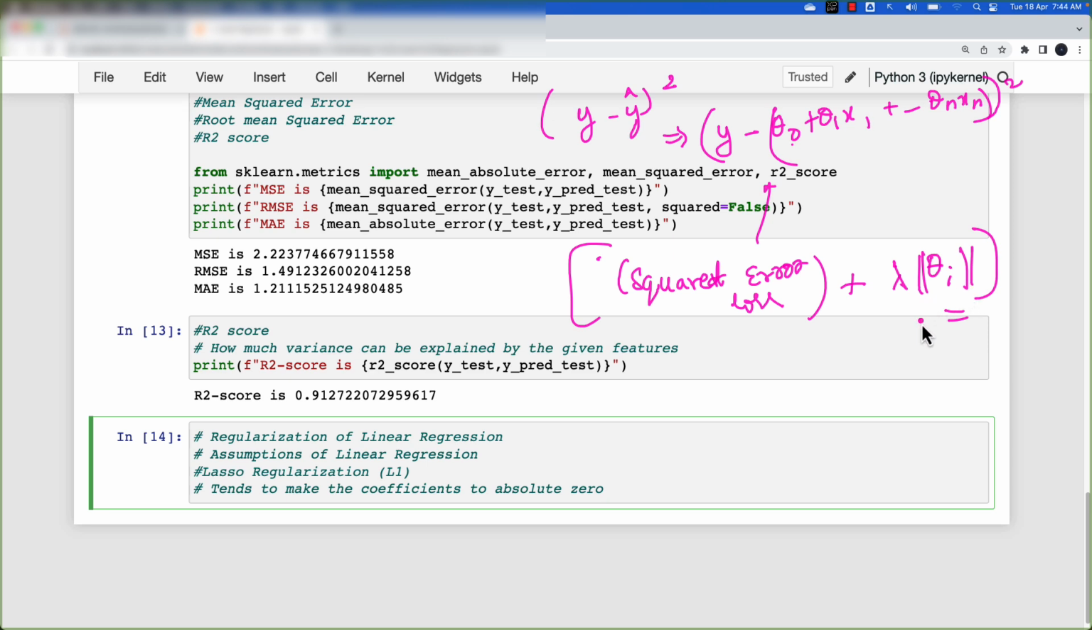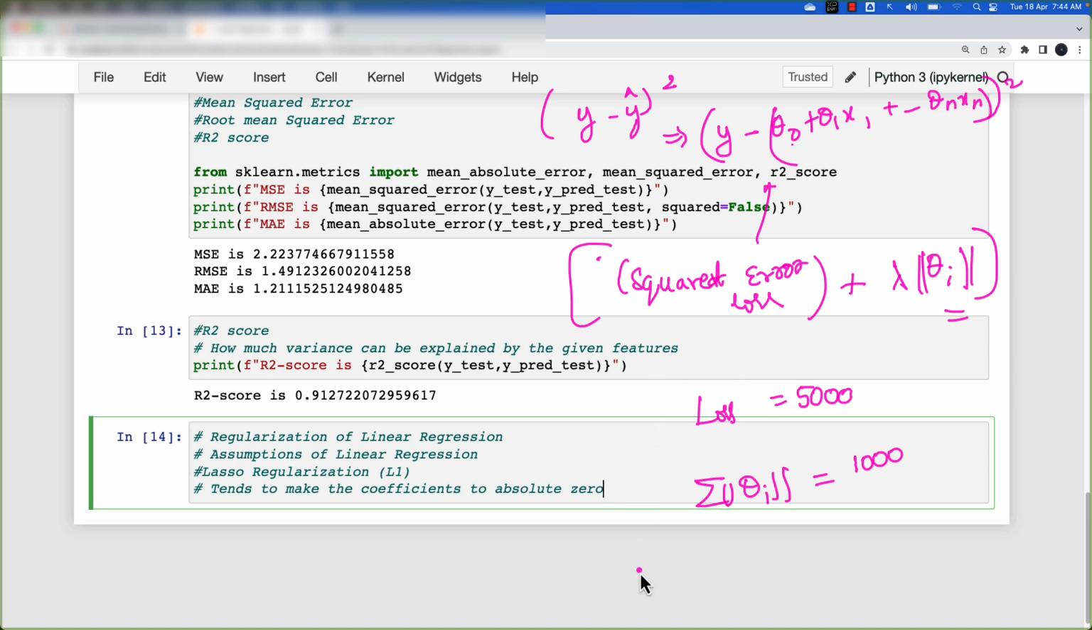Since I have the additional term, let's illustrate it with a very simple example. Let's say the general value of loss that I'm getting is 5000. Now, when I perform the summation of the absolute values of the coefficients, I'm getting another value of 1000.